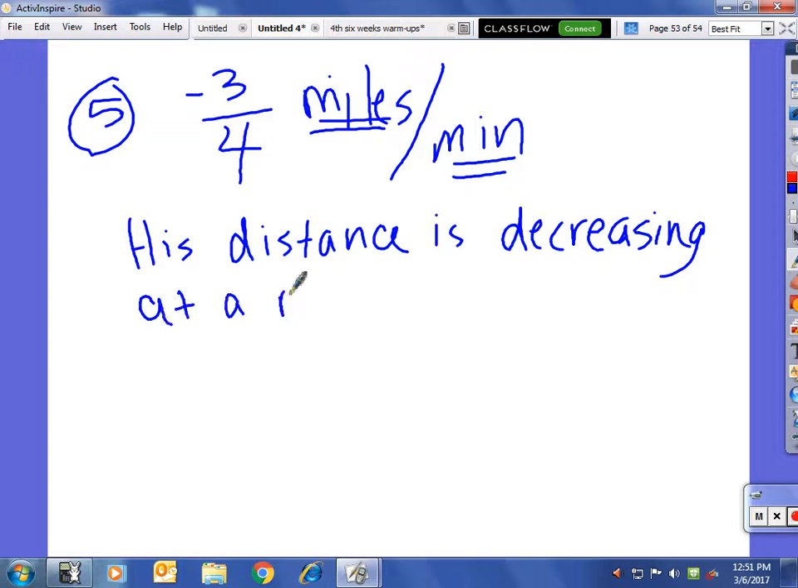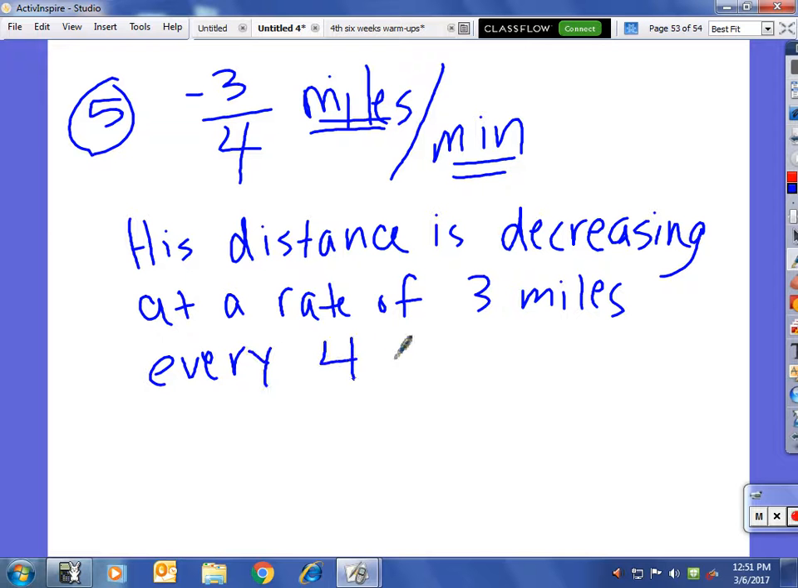At a rate of 3 miles every what? Every 4 minutes. That's one way to say it. It's not the only way to say it. But that kind of gives the meaning of each one of those numbers. Right, Kwong? Sit up, please. That means his distance is decreasing. That was the negative part. At a rate of 3 miles every 4 minutes.